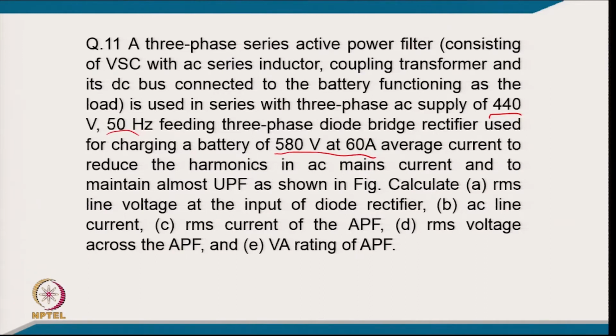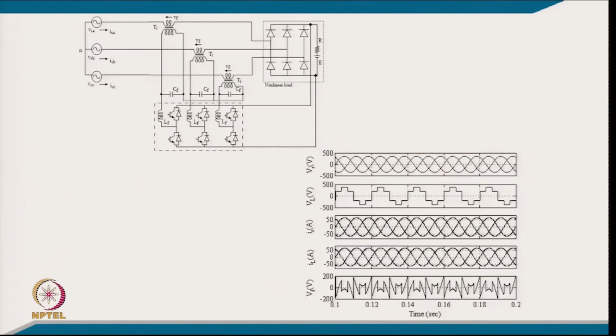as shown in figure. Calculate A, the line voltage at the input of diode rectifier, B, AC line current, C, RMS current of active power filter, D, RMS voltage across the series active filter, and the VA rating of series active filter.